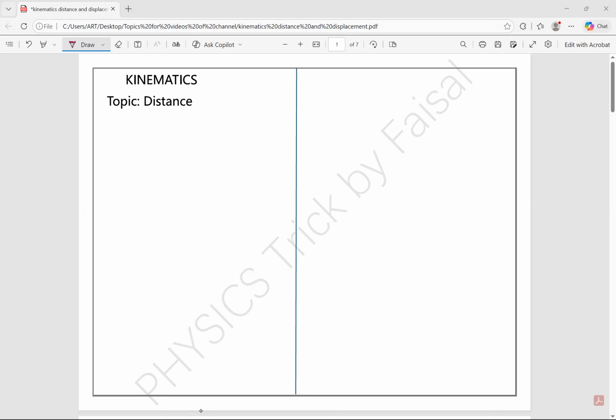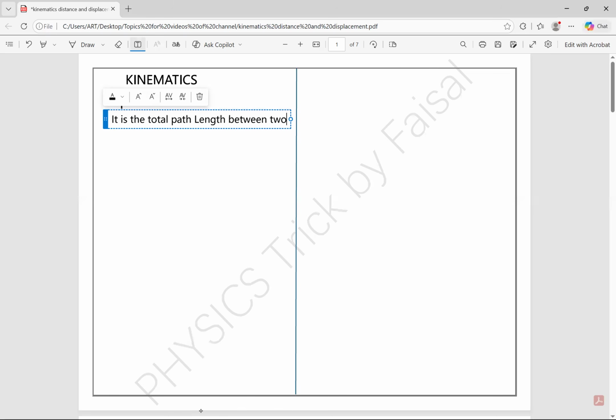We start with the topic of distance. Student, distance is the total path length between 2 points. I am going to write its definition first of all. So we can define the distance, it is the total path length between 2 points.